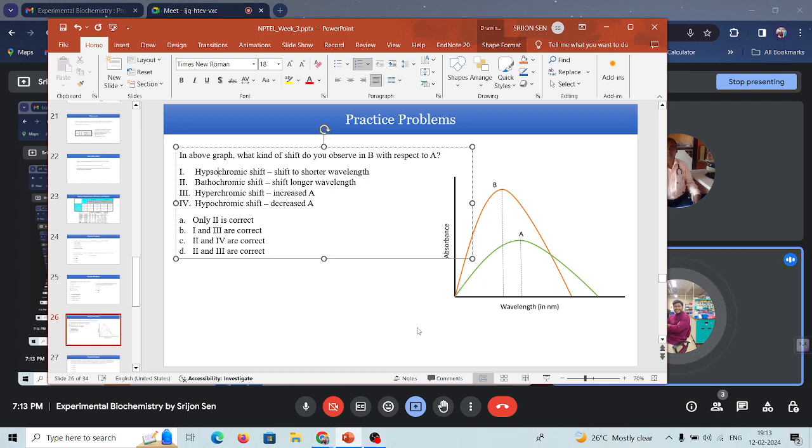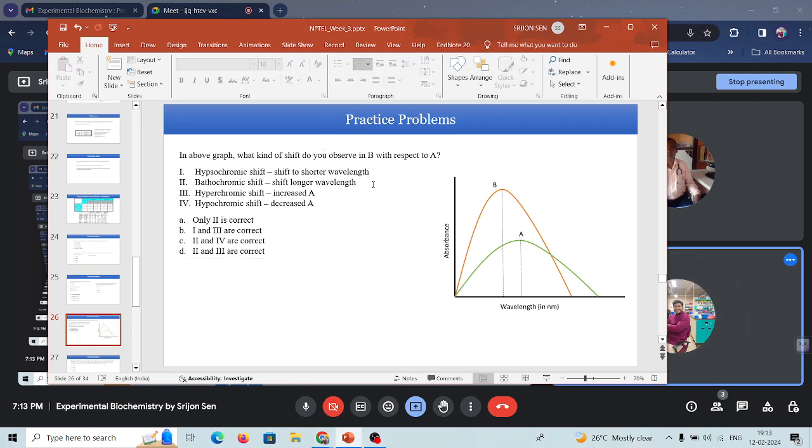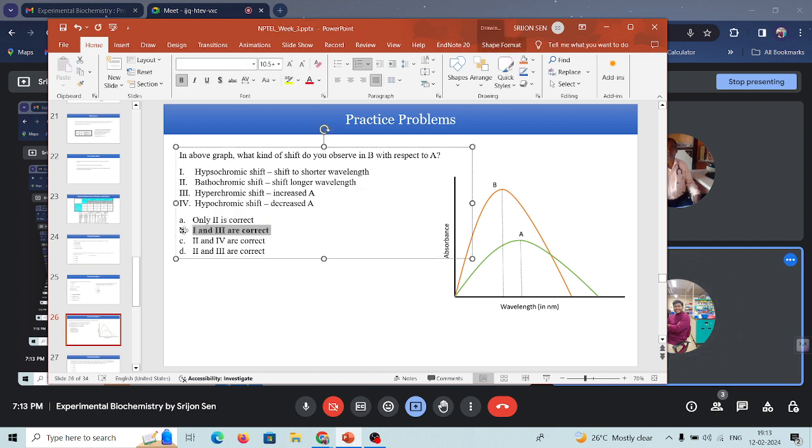So now what we observe in B with respect to A: the absorbance has increased, so hyperchromic, and it has shifted to a shorter wavelength, so hypsochromic. So hypsochromic and hyperchromic, so 1 and 3 are correct. So B is the correct option.